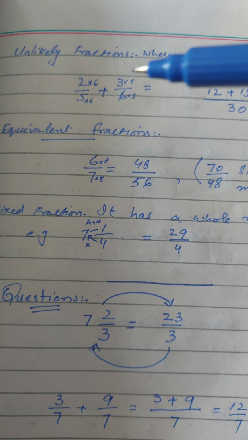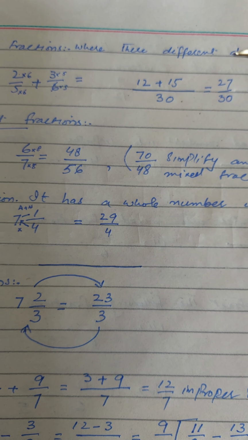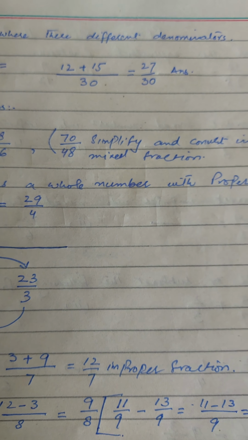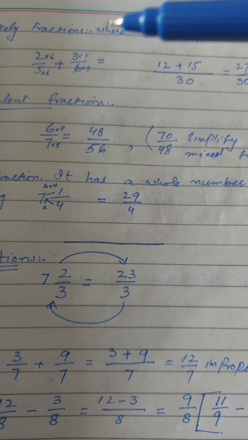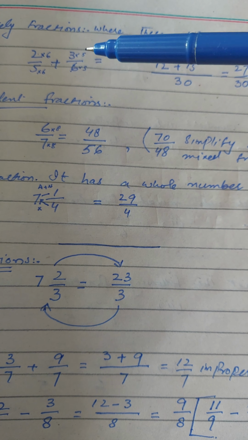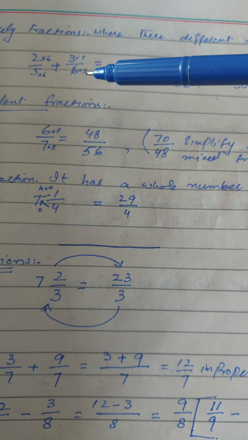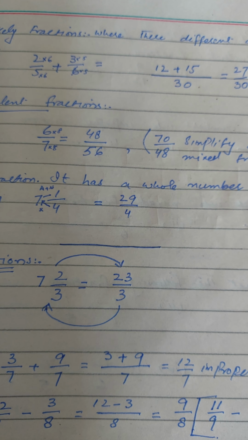Unlike fractions are the fractions where the denominators are different. So for example, there is a question 2 by 5 plus 3 by 6. So 5 and 6 both are different. So there are 2 points.